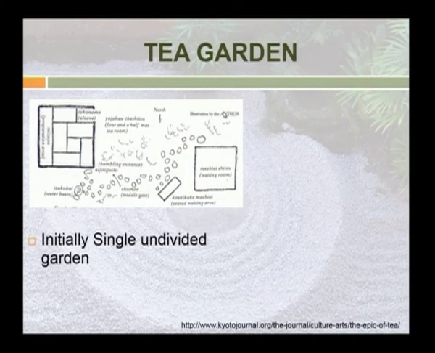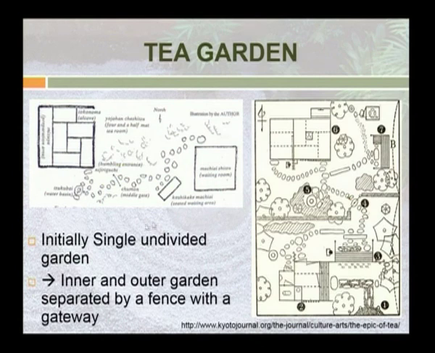Tea gardens were initially a single undivided garden. There was a tea pavilion and there were stepping stones with a stone water basin arrangement, but later as this tea ceremony got stabilized, they were separated into inner and outer garden. This is the tea pavilion. So, this is the inner garden and there is an outer garden. These two gardens were separated by a fence or hedge with a gate.